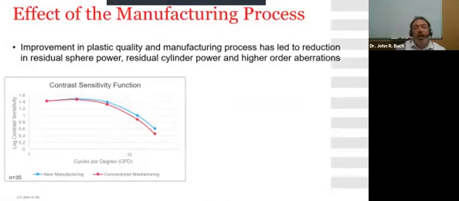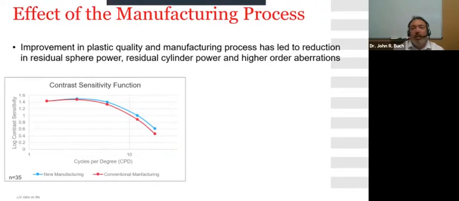Okay. This slide will illustrate what happens when we take the exact same contact lens material and simply manufacture it 2 different ways. In this study, the new manufacturing technique reduced residual sphere, residual cylinder power, and higher order aberrations compared to the conventional method. The other way to think about it is it manufactures the lens more accurately.